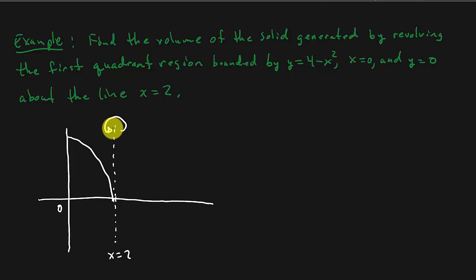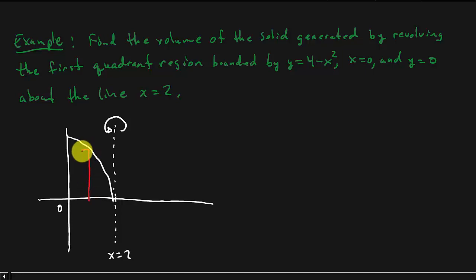Now, what method do we want to use? It doesn't really matter. So let's use the shell method. Let's draw a rectangle in right here. All right, so what do we need? We need the height of the rectangle, and we need the radius.